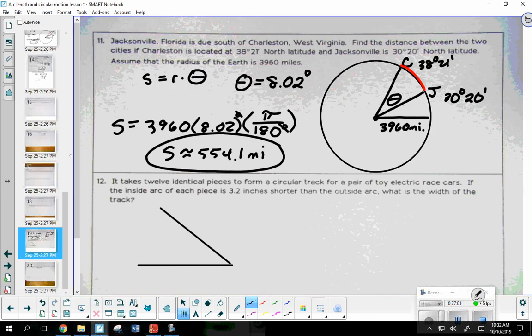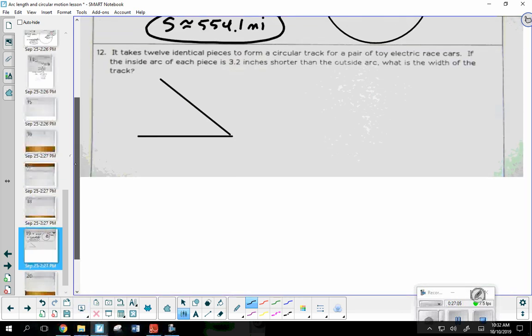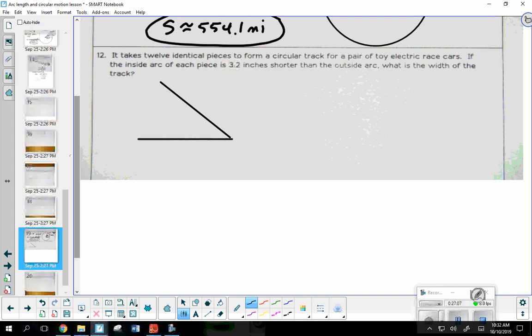Let's go to 12. Since somebody did tell me the answer to that, I will go ahead and work number 12. Now, remember, there are a variety of ways to work this. In fact, Mr. Yacht worked it separately from the way I did, and still got the same answer. So I'll walk you through what I did. It takes 12 identical pieces to form a circular track for a pair of toy electric race cars. If the inside arc of each piece is 3.2 inches shorter than the outside arc, what's the width of the track?